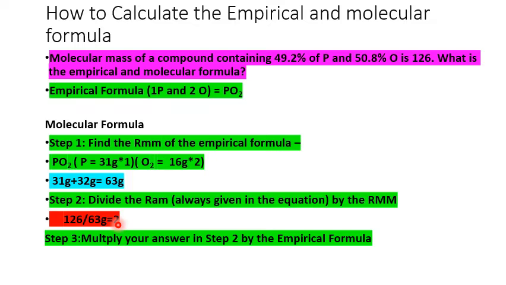My next step is I'm going to be multiplying my answer in step 2 by the empirical formula. That's it. So this 2 is going to be multiplied by this right here. So I have PO2 multiplied by 2 gives me P2, all right? And then 2 times 2 gives me 4. So P2O4 is my molecular formula. That's it.